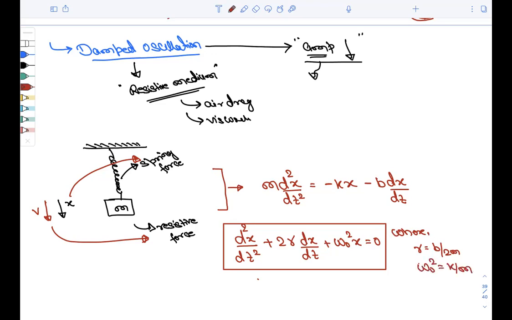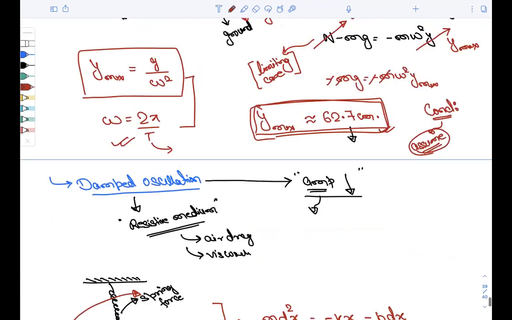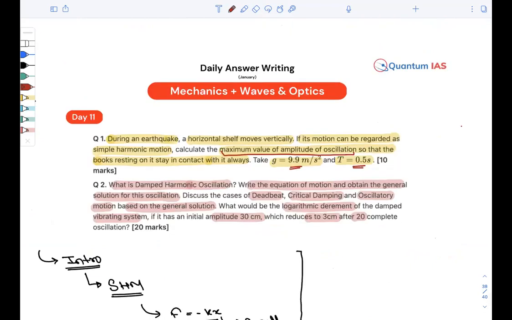Here omega naught is the angular frequency of the oscillation when it was undisturbed, when it was undamped. So this is how we can write the equation. Try to understand the question; every part you need to answer. First, define damped oscillation, then define the resistive forces. After that, write the equation of motion, and then the general solution for the oscillation.